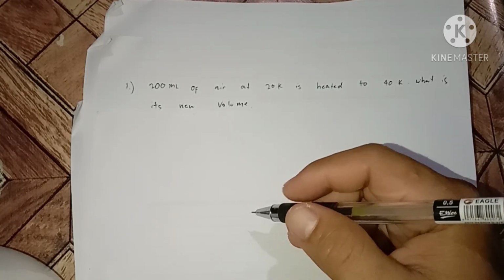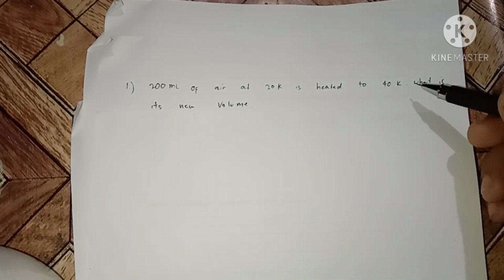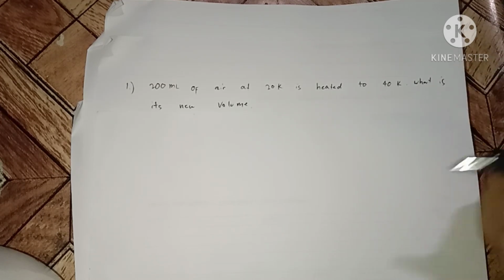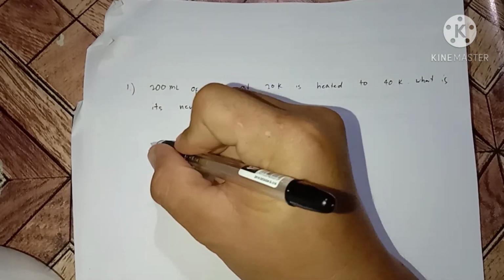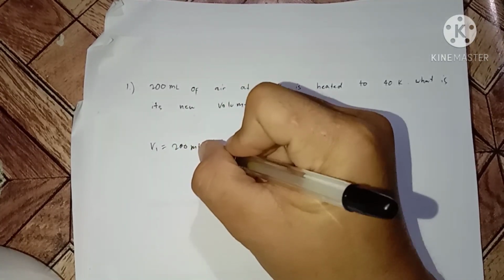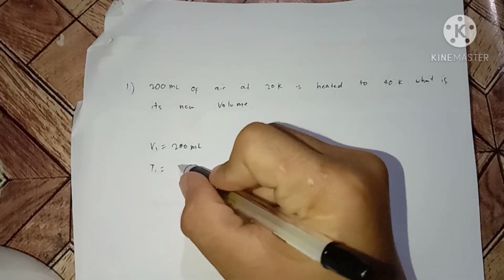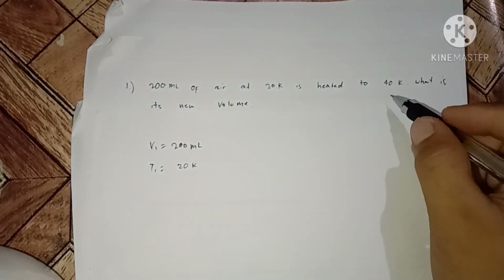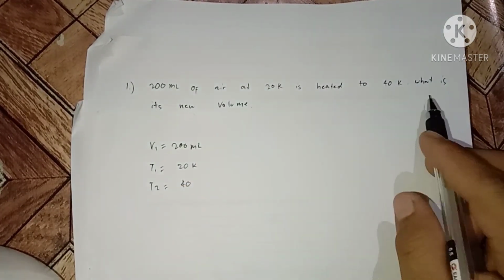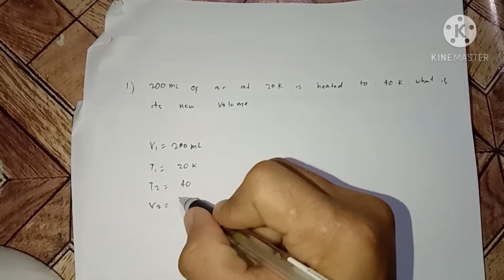Problem number 1. A 200 ml of air at 20 Kelvin is heated to 40 Kelvin. What is its new volume? Since the volume 1 is given as 200 ml, then the temperature 1 equals 20 Kelvin. Also, the temperature 2 equals 40 Kelvin. So what is its new volume? The volume 2 is the missing.